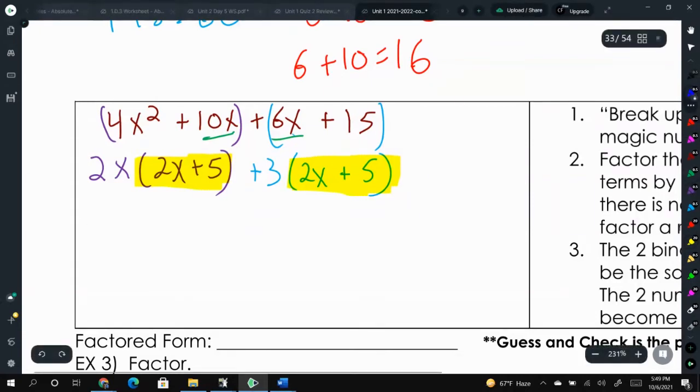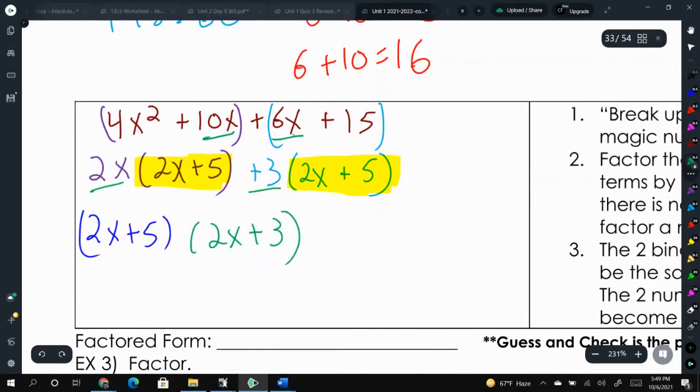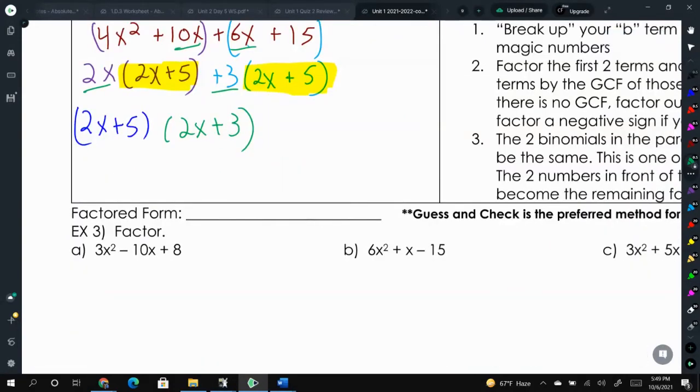Now, the next step would be to write the thing that I highlighted out front, and then the things that are left, 2x plus 3, go in the other parentheses. So this is my factored form: 2x plus 5 times 2x plus 3. Okay. Some classes, like our pre-calc class, do prefer guess and check, but this method will work too.